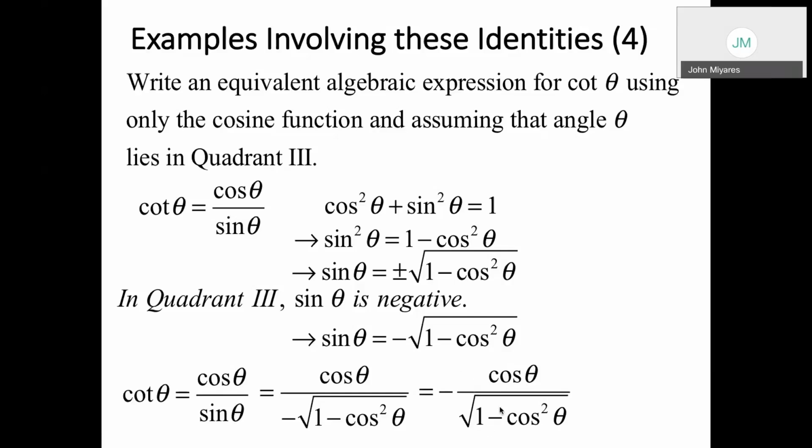So if I didn't have this extra negative sign out here, I actually would end up with an answer that was negative, and I need to make sure my final result is going to divide out to something positive because my angle theta lies in quadrant 3, and in quadrant 3, cotangent comes out positive.